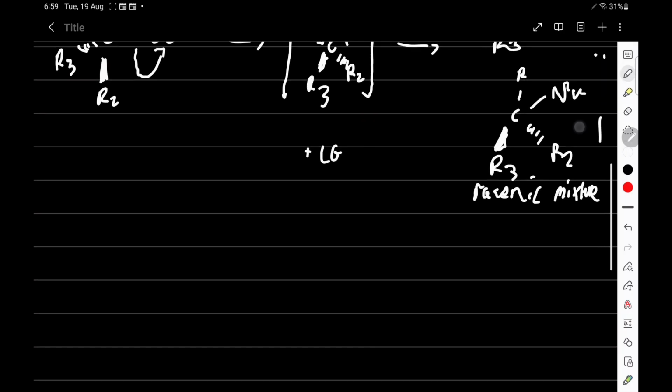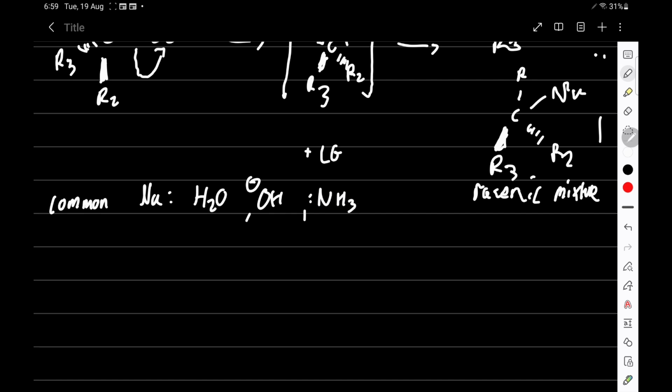It is important that we talk about some nucleophiles. A nucleophile can be anything with a lone pair that is quite available, and they are often negatively charged. Common nucleophiles are water, hydroxide ions, ammonia, and N3 minus is a very, very strong nucleophile.